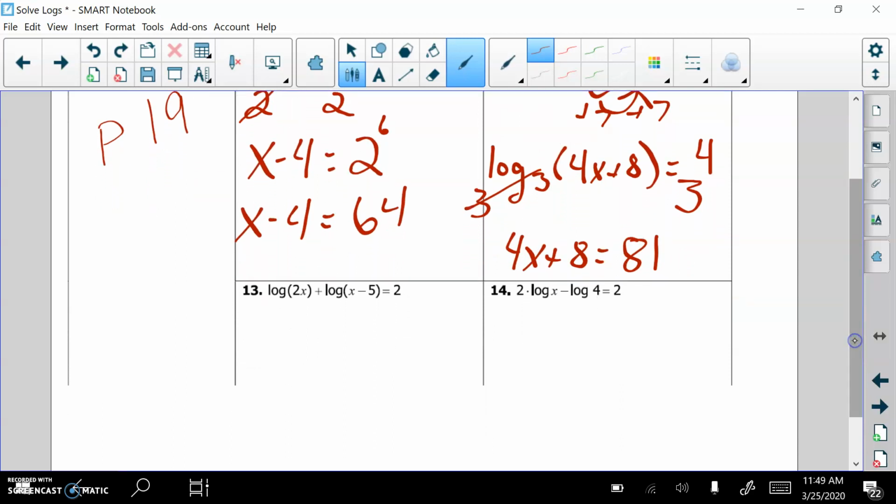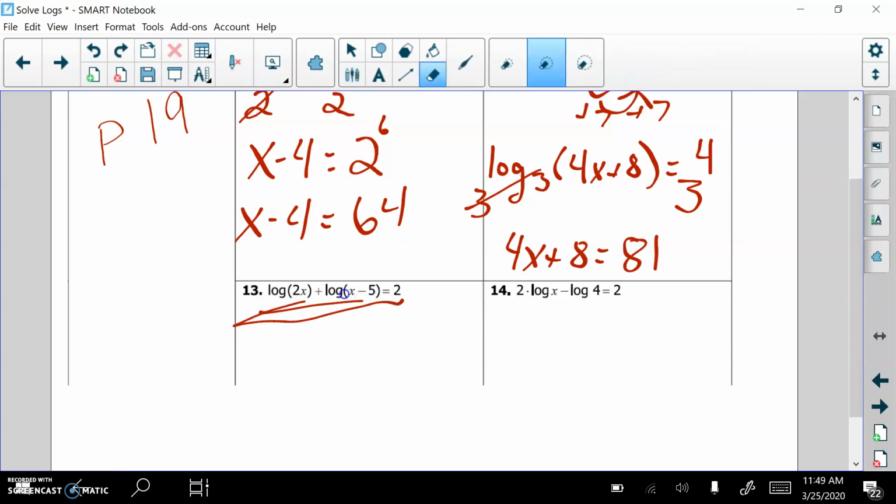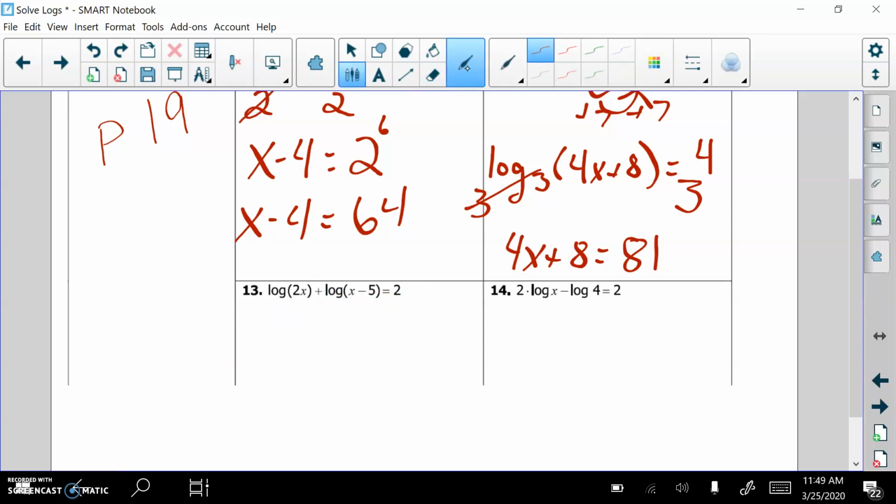Number 13, nothing to isolate, but we do need to condense. Condense. There we go. Need to erase. All right, so plus means times. Log of 2x times x minus 5 is equal to 2. Base 10. Base 10.